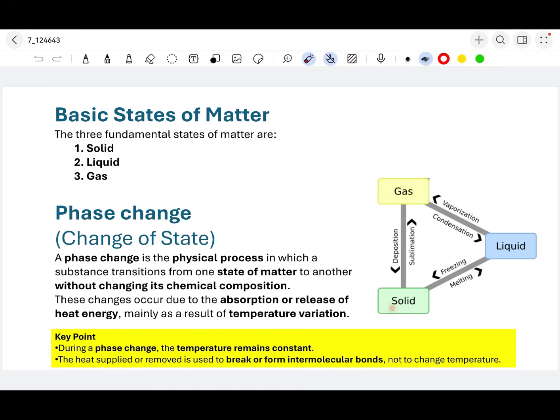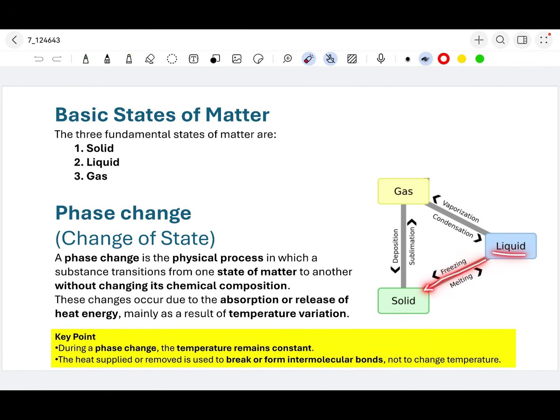For example, take here, suppose the matter is in solid state. If we heat this matter, it will become the liquid. This process is called melting. If we heat the liquid, it becomes the gas. This process is called vaporization. Some substances, they directly convert from solid state to the gaseous state. This is called sublimation. The opposite process is, suppose if we cool the liquid, it becomes the solid.